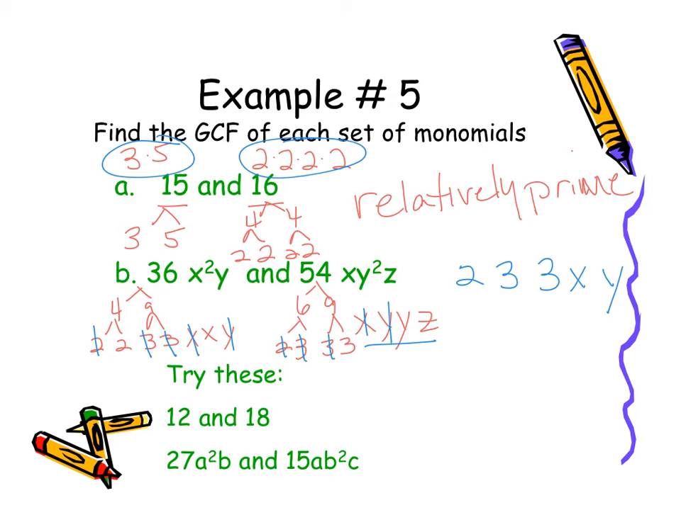So this is my GCF. And GCF is greatest common factor. Factors means multiply. So I am multiplying all those together to get a GCF of 2 times 3 is 6 times 3 is 18. And they have an x and a y. So that is my GCF of these two terms, 18xy.